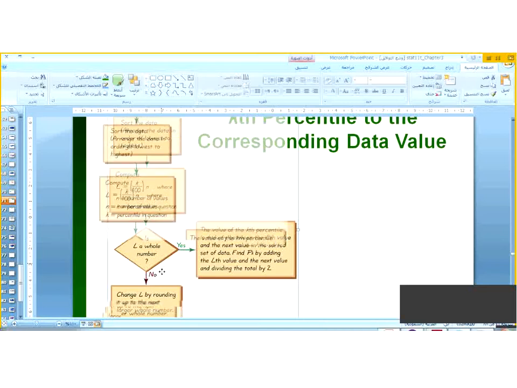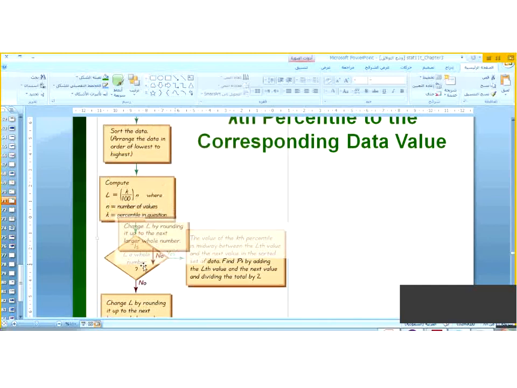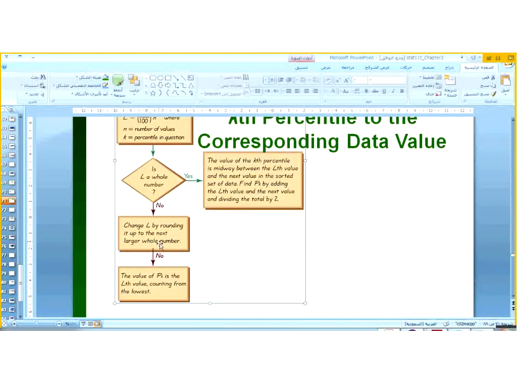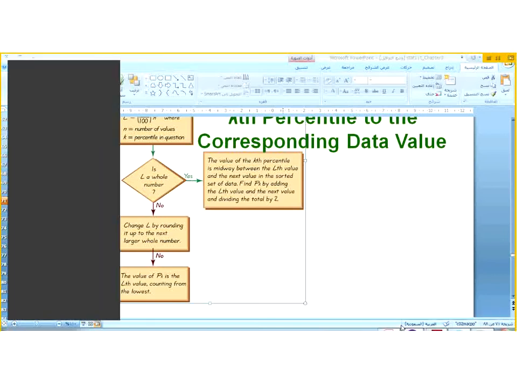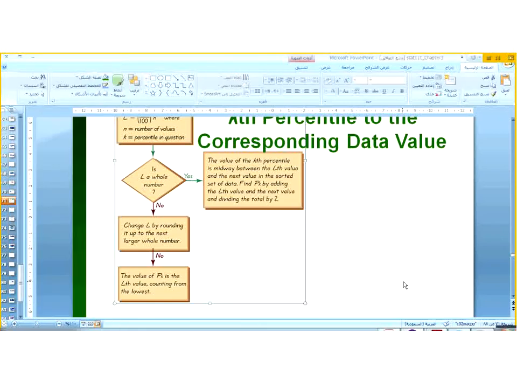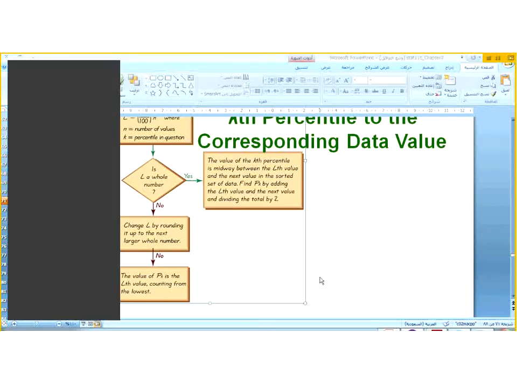If it's not a whole number, what do I do? It says change L by rounding it up to the next larger whole number. For example if I get 7.5, I round up to the next whole number, so I round to what? Of course 8. So the value of Pk is the L-th value counting from the lowest. Then I count to the eighth value, and that is the k-th percentile I'm looking for, or Pk.